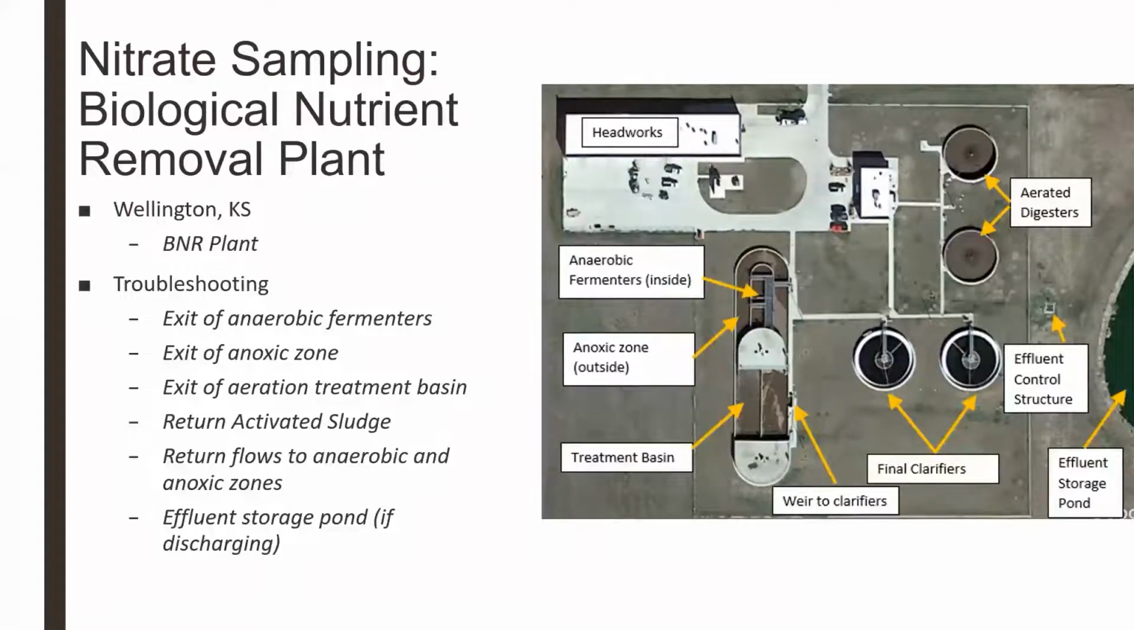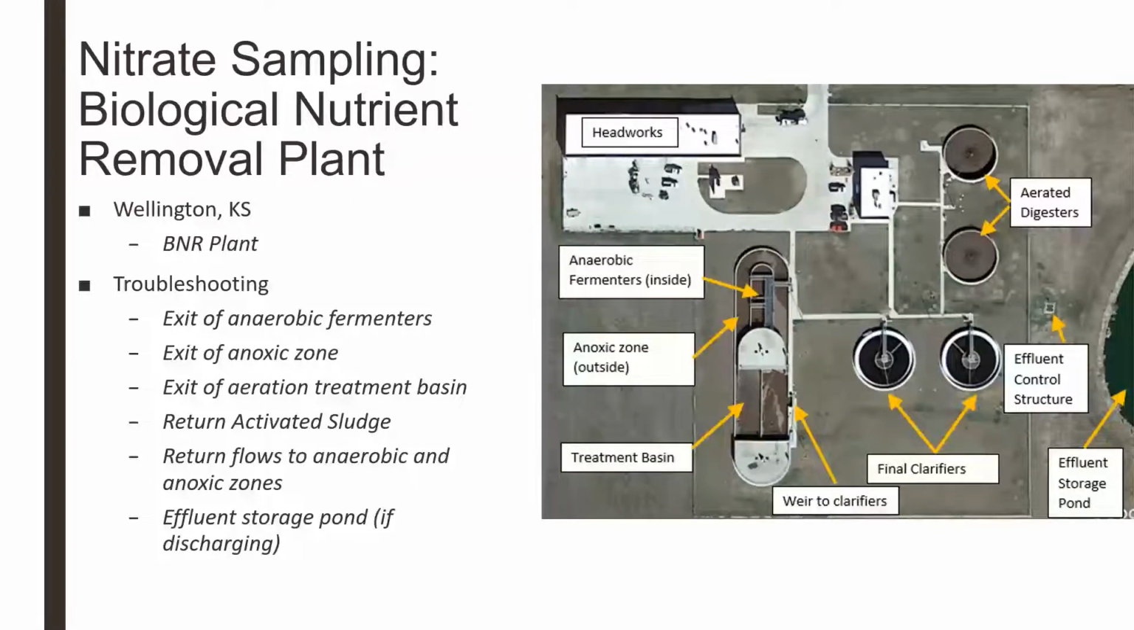The anoxic zone in these plants work, again, by getting some of the mixed liquor where ammonia removal has occurred and bringing the oxygen down in that mixed liquor and having denitrifying bacteria consume that nitrate.